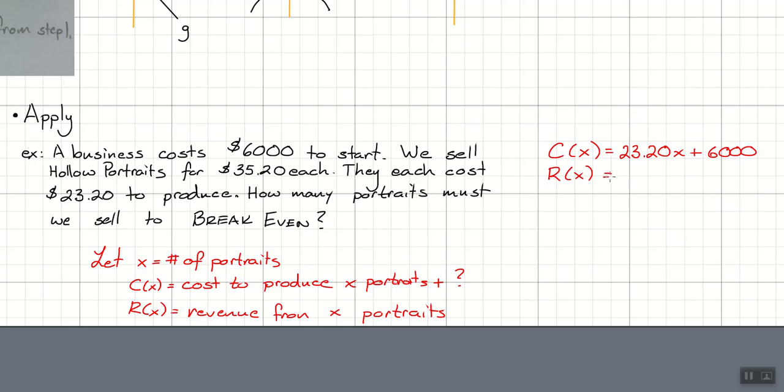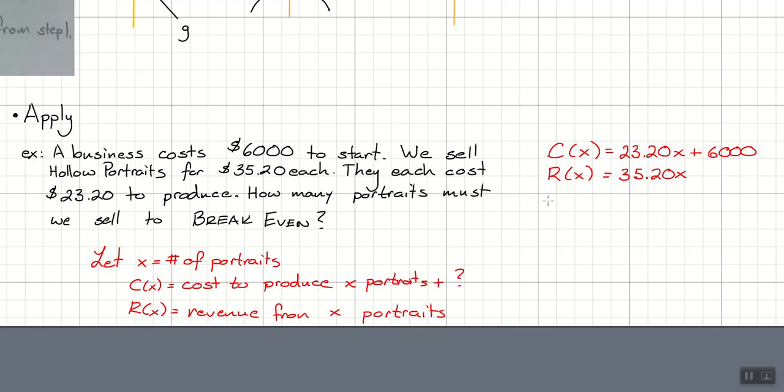Okay, how about the revenue function? How much money does it bring in? 35.2 times X portraits, right? There's nothing else in there. 35.2 X. Now, if you wanted, and I would advise against it, but could we call these both Y and they're just two different functions of Y? I've just added context.